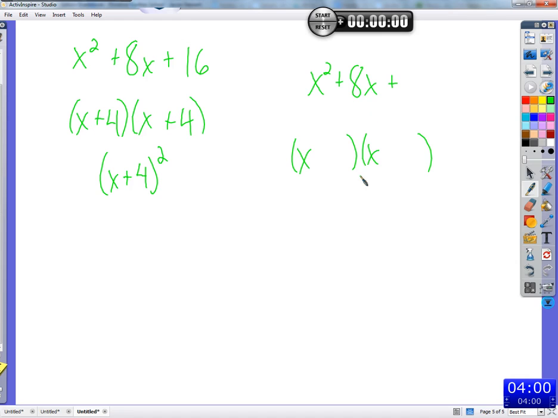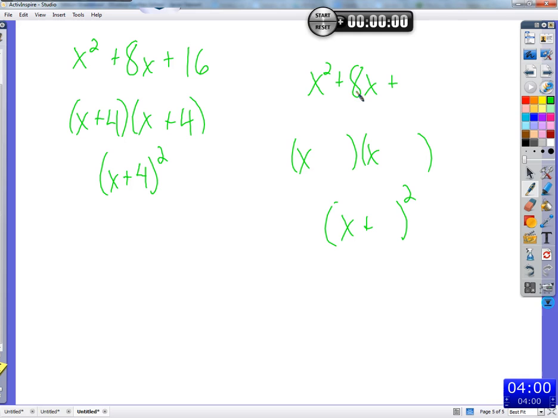But that's not all. There's one more thing that we want to have happen. Like, what do we want to be true about these two factors? That it'd be a perfect square. We want to write it as x plus whatever that is, or minus whatever it turns out to be, squared. Which means that these two numbers are going to be the same. So we need two numbers that add to 8 and are also the same.